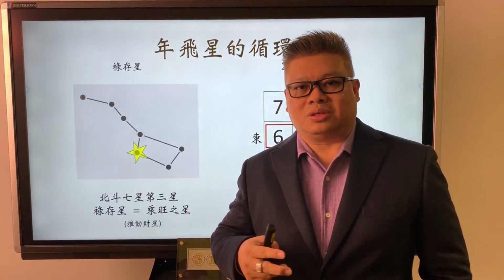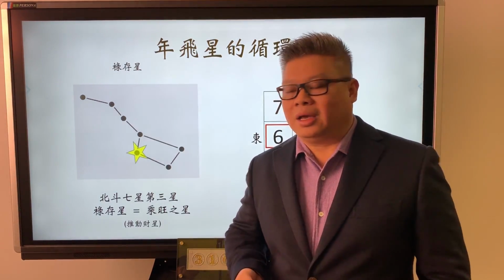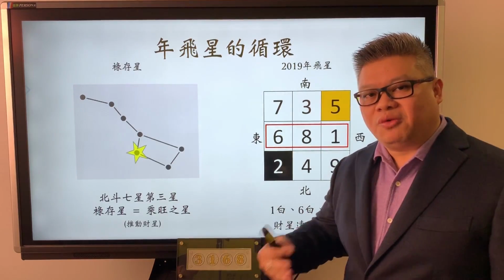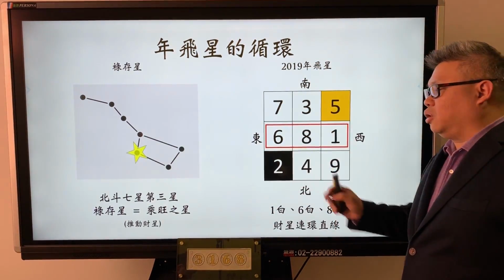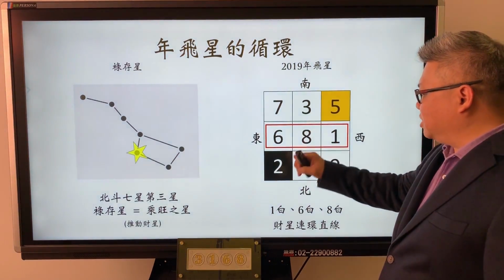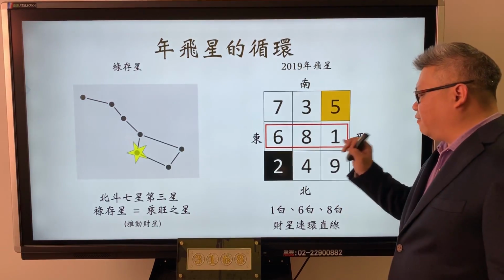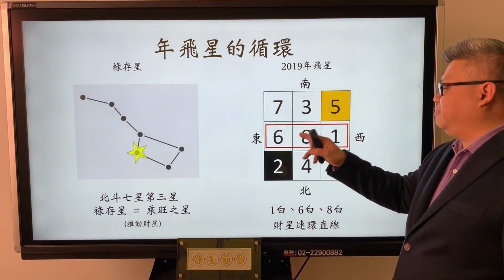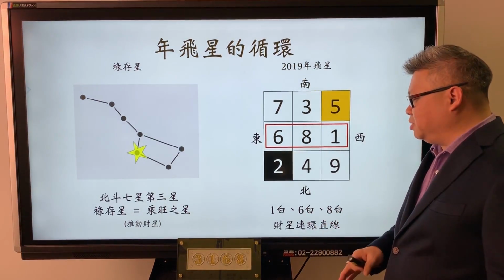There are 2 more which are hidden from our so-called naked eye. So in the case of the flying stars, we are always referring to the Northern Deeper. And under the Northern Deeper, we have 3 very auspicious stars, which is the number 6, number 8, and number 1. So again, we have positioned the number 8 right at the center. So this is 7, 3, 5, 6, 8, 1, and 2, 4, 9. This is how all the stars are being positioned.